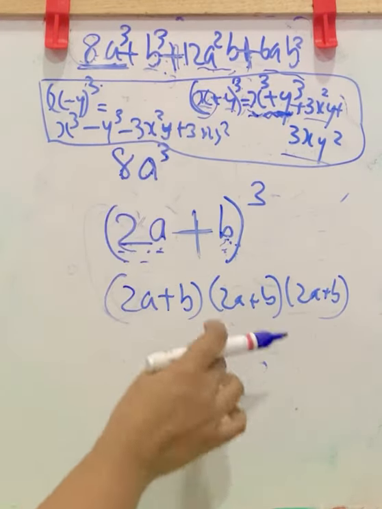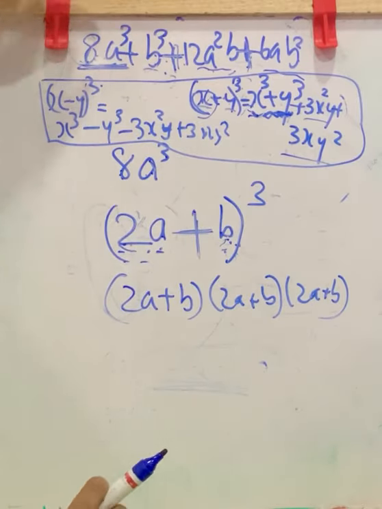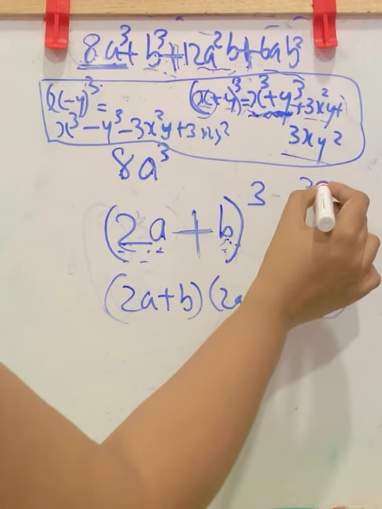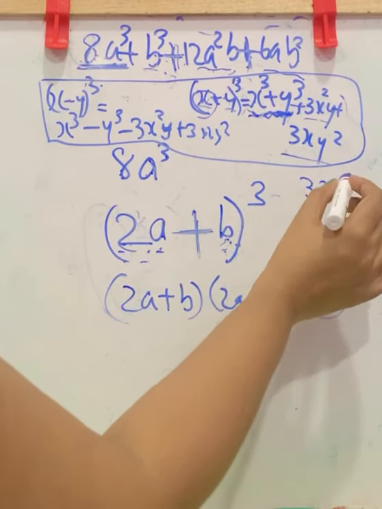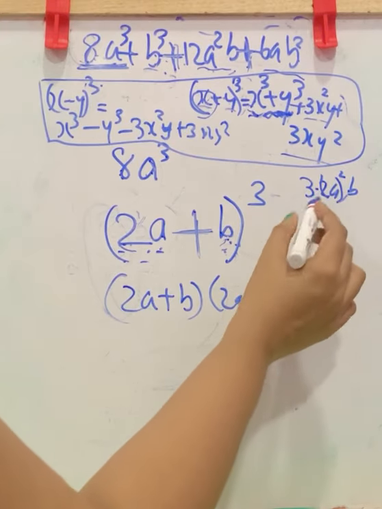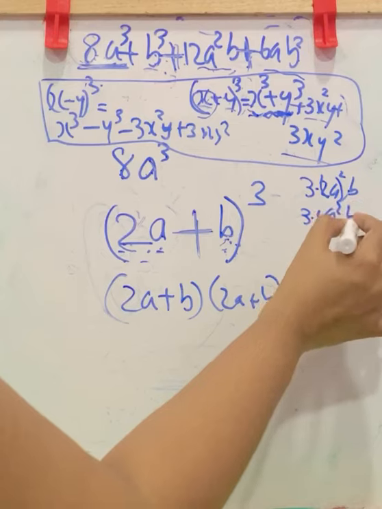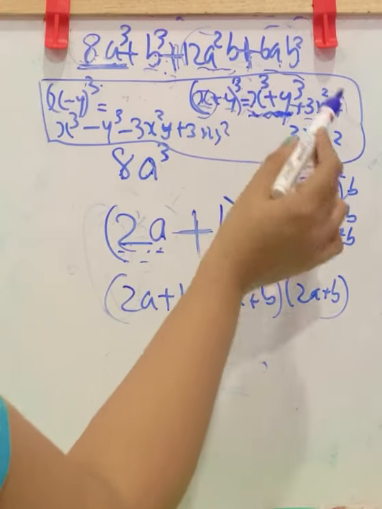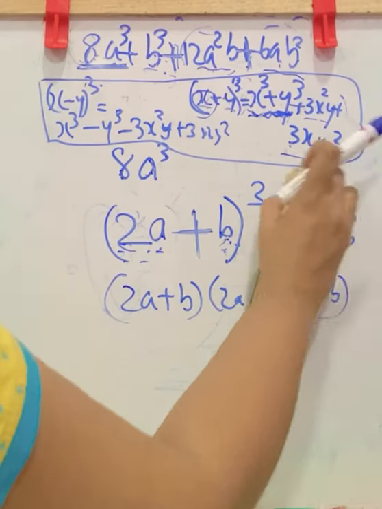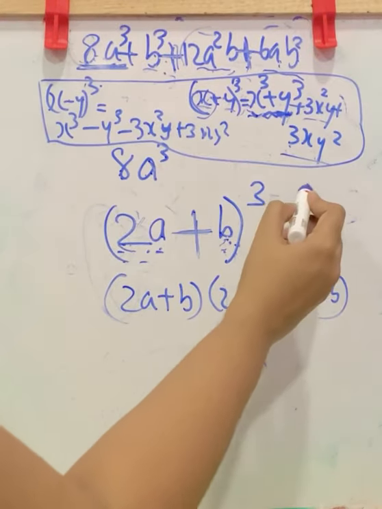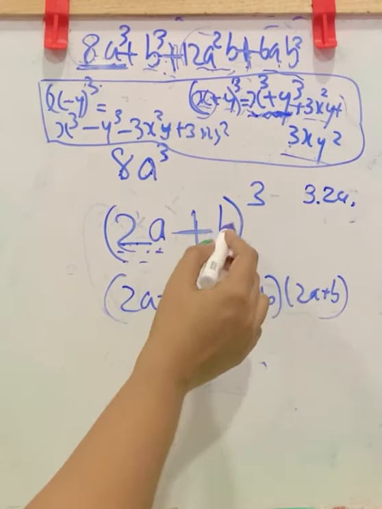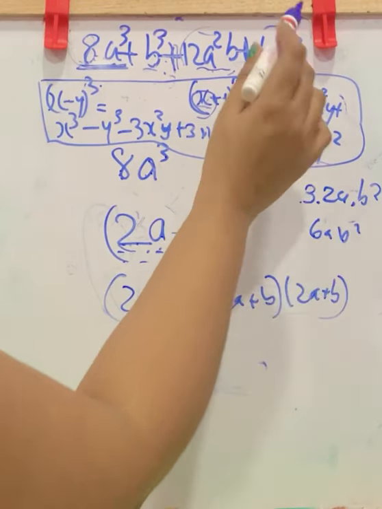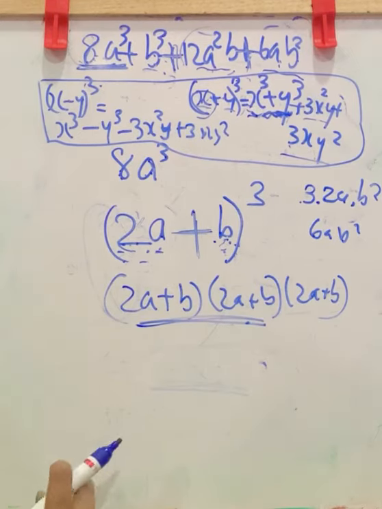Now you can check: if you substitute x and y, will you get these terms also? Here it is 3x square y, where x is 2a square and y is b, that is 3 into 4a square into b, 3 fours are 12a square b. Yes, we got 12a square b. Now this term is 3xy square, that is 3 into x which is 2a into y square b square, that is 3 twos are 6ab square. Yes, 6ab square. So our solution is correct.